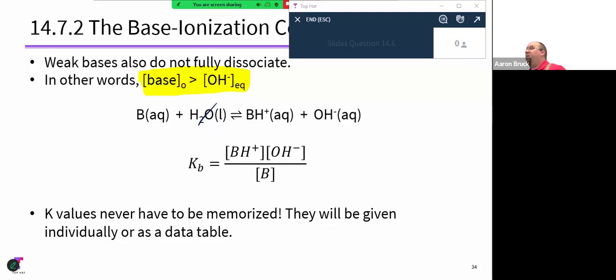And again, just like we saw with Ka, these values do not have to be memorized. These are going to be found in data tables. But again, the setup is exactly the same, and the predicted results should be relatively predictable. The higher the value of Kb, the stronger the base, the more basic we would expect its pH to be. The lower the value of Kb, the weaker that base is, the more toward neutral or acidic we would expect its pH to be.